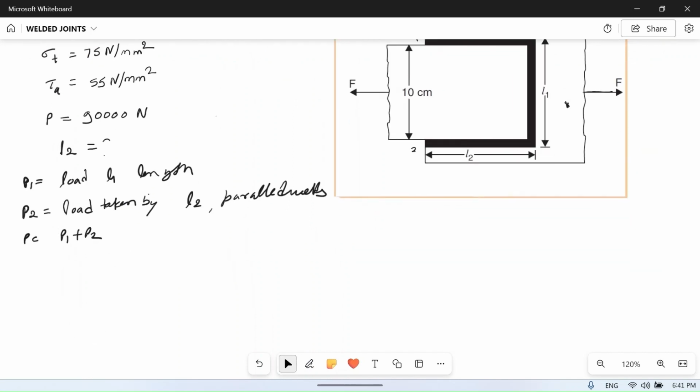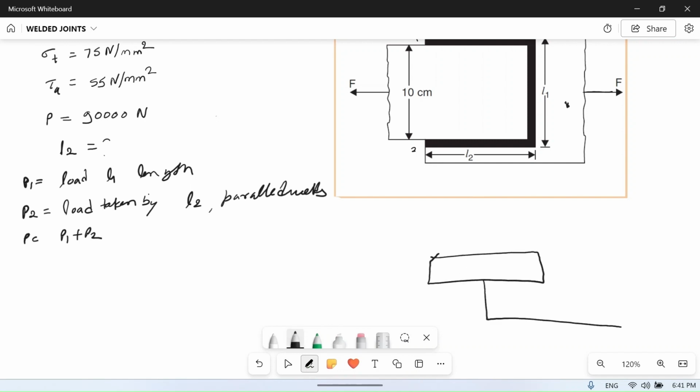Now let's derive the formula. If these are two plates, let's draw it bigger so that it will be visible. So if this is one plate and this is another plate, and this is fillet weld, this is fillet weld. So this is S, this is S, the thickness of the plate S, and this is also the leg of the welding, which we also assume equal to S. So this length and this length are the same.